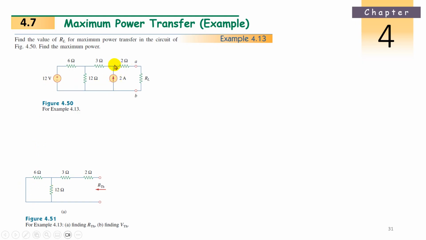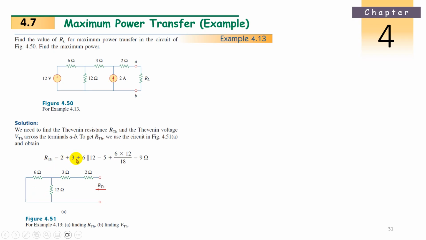Now the 2 amperes current source will become open here. So these 3 ohms and 2 ohms will be in series. The 6 ohms and 12 ohms will be in parallel. Then whatever the result is, these 3 will be in series. So 2 plus 3 will be in series, then 6 ohms and 12 ohms in parallel. That is nothing but 6 times 12 divided by 18, which is 4. So 4 plus 3 plus 2, that is 9 ohms. So this 9 ohms is the R Thevenin.